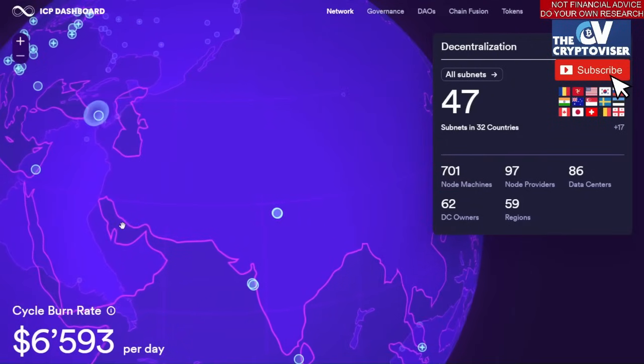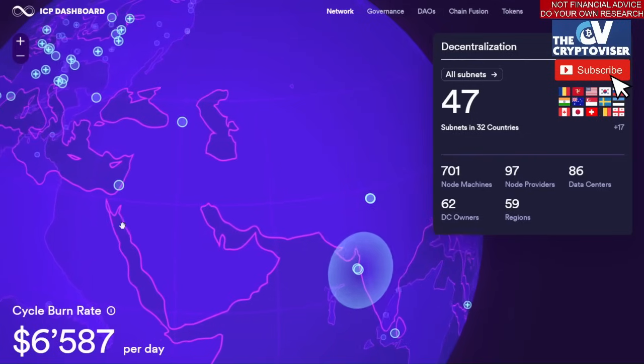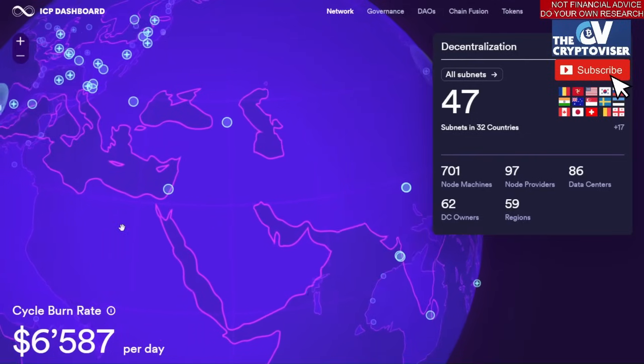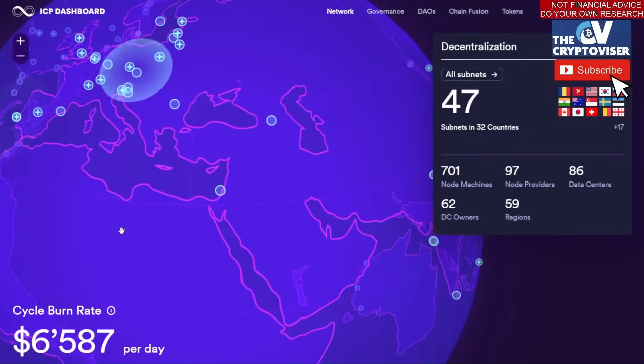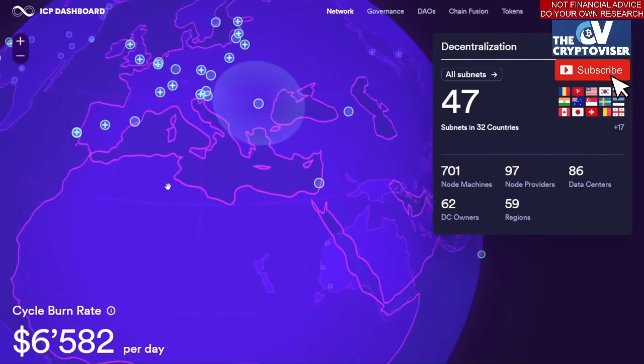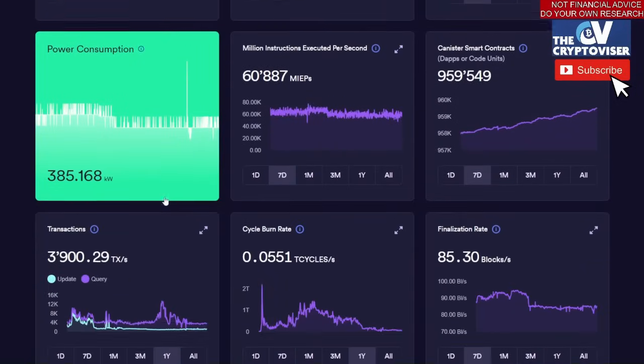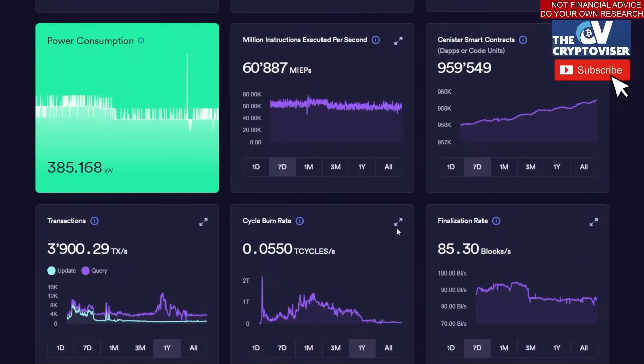I'll give you one example. Just in July of 2025, I think it was July, Dominic, the founder of Internet Computer, said that we would see metrics on the Internet Computer 10xing. And we are starting to see 10xing occurring.